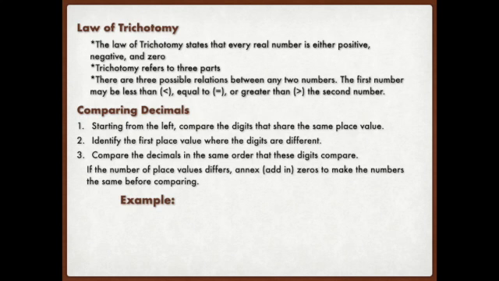First, we're going to start on our left. We're going to compare the digits that share the same place value. So we're going to focus on the decimal point and focus on the left to see which one's bigger, which one's smaller. Then we're going to identify the first place value where the digits are different. Where is the place that the digits change? Where are they different? Then third, we're going to compare the decimals in the same order that these digits compare. Now, if the numbers of place values are different, then we're going to add in some zeros to make the numbers the same before comparing.